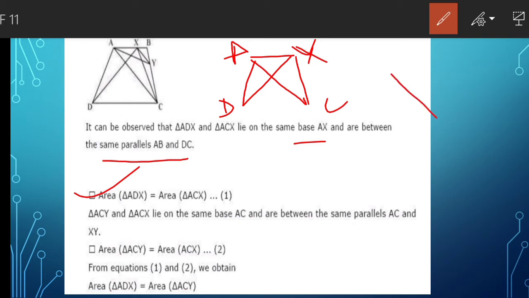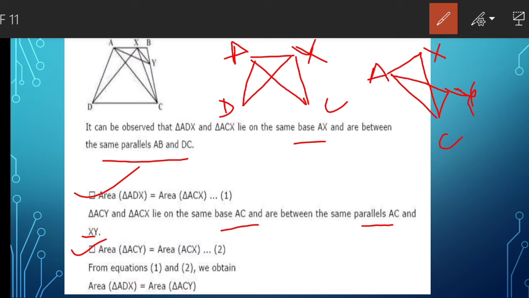Now ACY and ACX. So now we have another set of triangles, ACY and AXC. Their common base is AC and they lie between the same parallel lines, AC parallel to AX. So AC and AX are parallel, that is given in the question. So the area of ACY and ACX are equal.